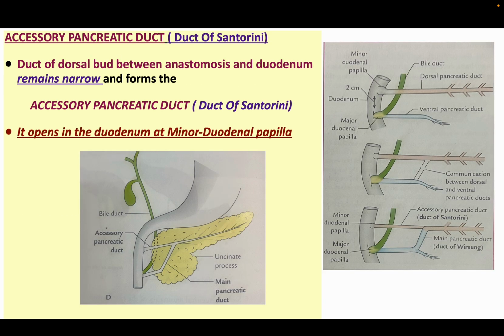Coming to the development of the ducts, the accessory pancreatic duct, or duct of Santorini, is a duct developing from the main dorsal duct. Which portion is contributing to this? That is the duct of the dorsal bud between the anastomosis and the duodenum. This portion is going to form the duct of Santorini. It remains narrow. It opens into the duodenum at the minor duodenal papilla.